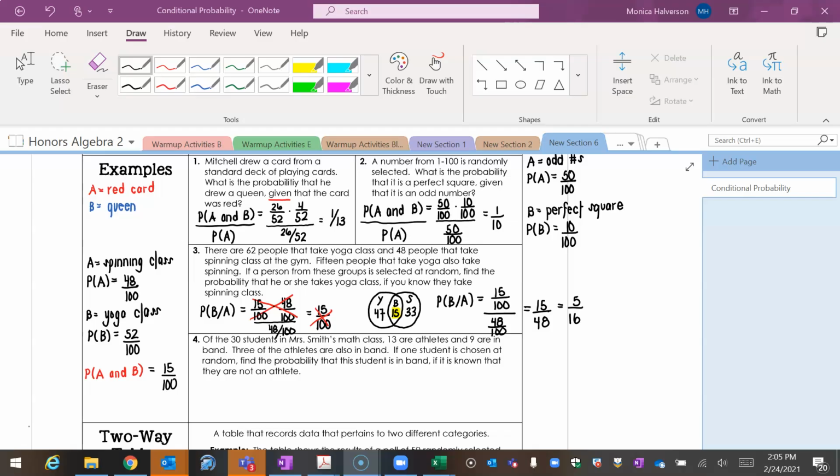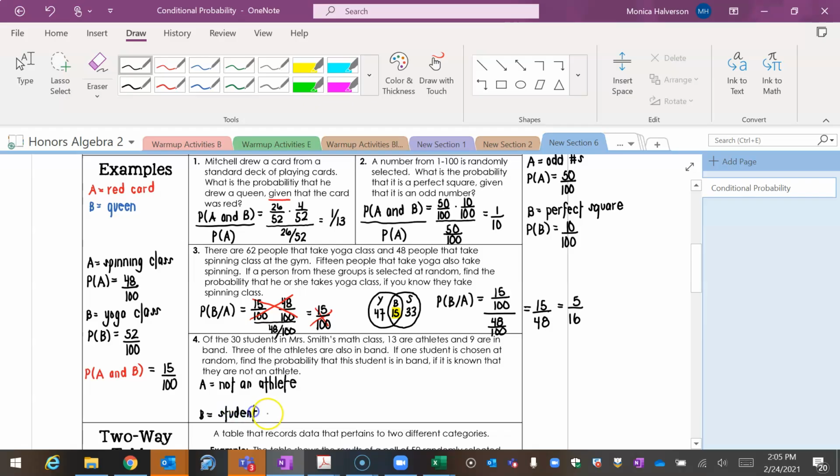Okay, so let's look at this one together. Of the 30 students in Mrs. Smith's class, 15 are athletes and 9 are in the band. 3 of the athletes are also in the band. If one student is chosen at random, find the probability that the student is in the band if it is known they are not an athlete. So A is not an athlete because that's what's given to us, and what we're being asked for is the probability that the student is in the band.